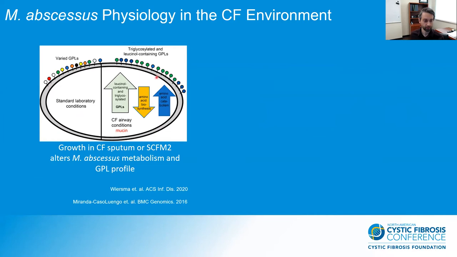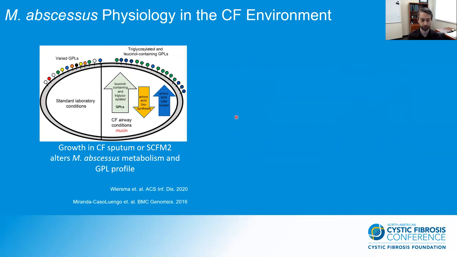So this is just a cartoon that the Jackson lab put out with their paper showing essentially the main takeaways. These are smooth variants, they still have GPLs on the surface. When you expose them to SCFM2 or sputum, they alter the profile of those GPLs. So you end up with more triglycosylated GPLs and this novel leucinyl-containing GPL. In addition, you alter your metabolism quite a bit. So you start eating or catabolizing amino acids because that's now an available nutrient source. You turn down amino acid biosynthesis genes. And the Loftus lab showed that you also move towards more of a slow-growing state in SCFM2.